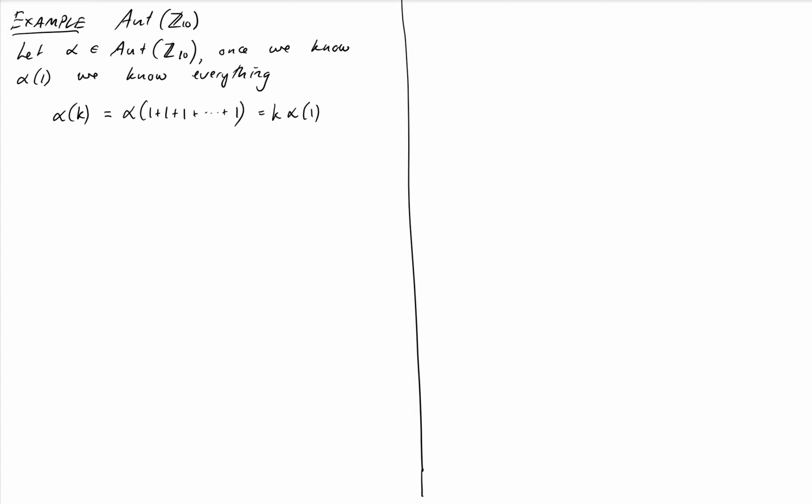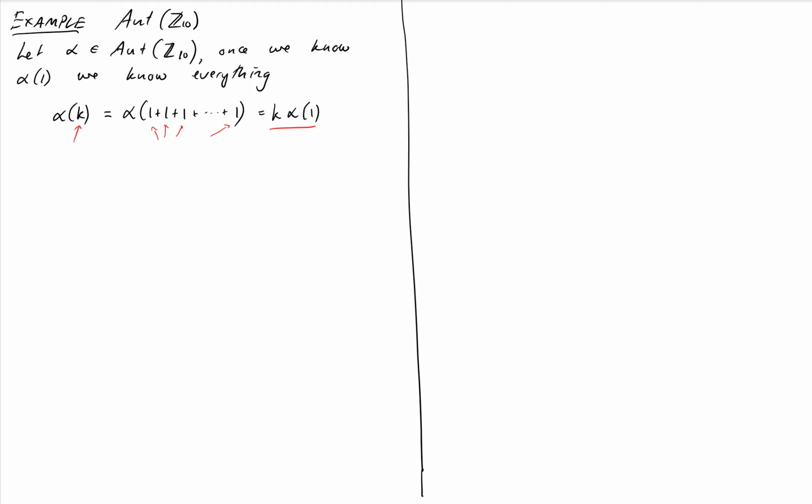So we actually know a heck of a lot right from the start. We know that alpha is an automorphism. Once we know alpha of 1, we know that 1 is a generator. So if I take k from Z10 here, I can express my k as a number of 1s, where 1 was our generator. And then because of operation preservation, they can be combined after alpha also, so that has to also be equal to k times alpha of 1.